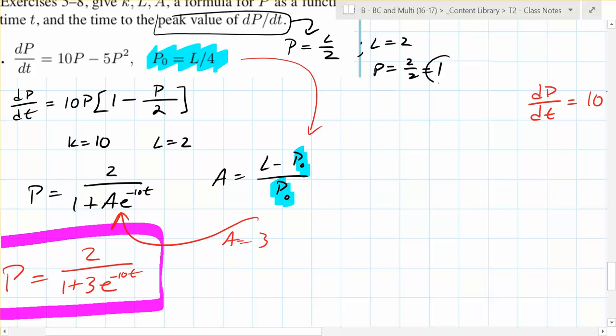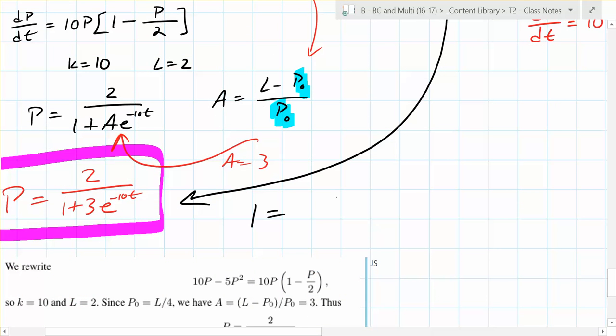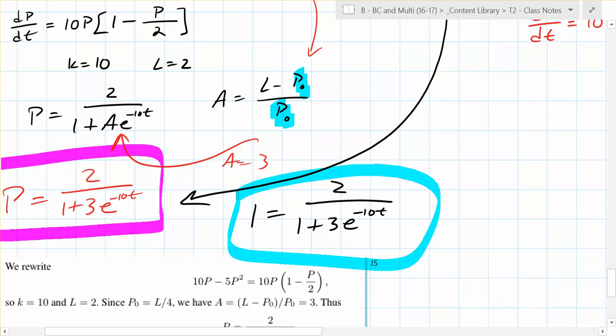So where do we take this? Where do we plug that 1 in? We set it equal there, and what do we have? 1 is equal to 2 over 1 plus 3e to the negative 10t. What do you need to solve for? T. Do that for me now. Remember your log.